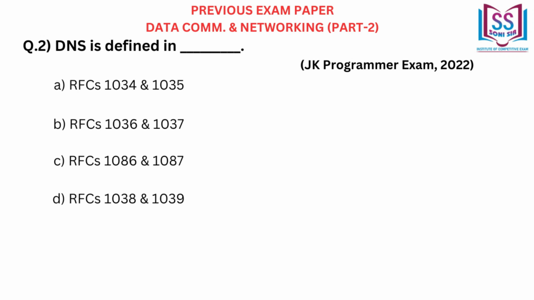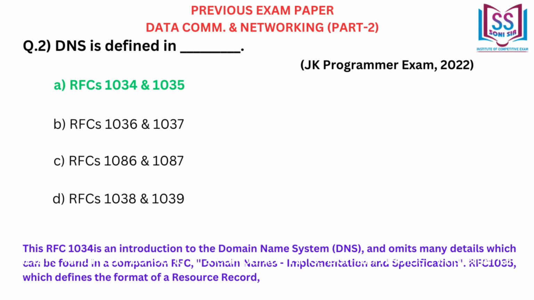DNS is defined in: A. RFCs 1034 and 1035. B. RFCs 1036 and 1037. C. RFCs 1086 and 1087. D. RFCs 1038 and 1039. Correct answer D.